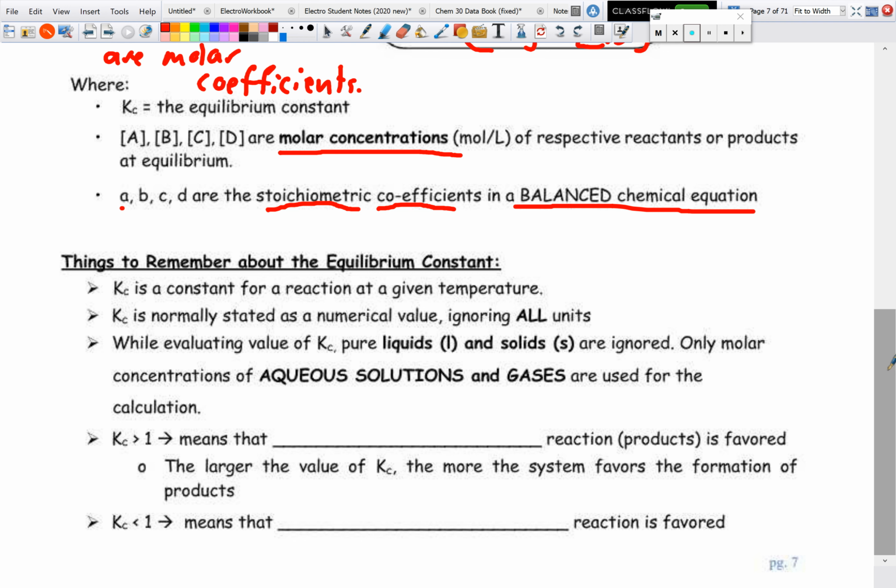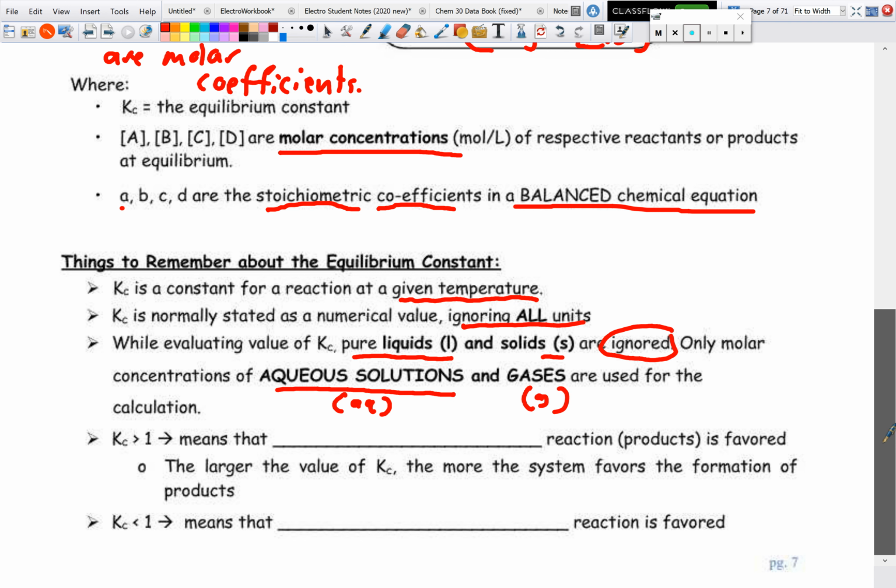So a few things to remember when we are doing this: this is going to be constant at a given temperature. So the equilibrium constant will change at different temperatures. The equilibrium constant is normally stated as a numerical value, so we can ignore all units when we're putting it inside of our equation. And when we're evaluating the equilibrium constant, if you see anything that is a liquid or a solid, they are ignored. So we only deal with molar concentrations of aqueous solutions, so aq, and gases.